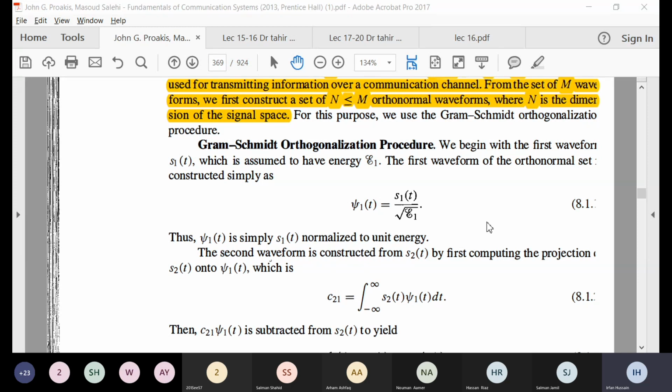Another thing: if you want to find the power of an energy signal, it will become 0. But with a power signal, you divide by T, limit T tends to infinity, integrating from minus T over 2 to T over 2, and you will get the average power.